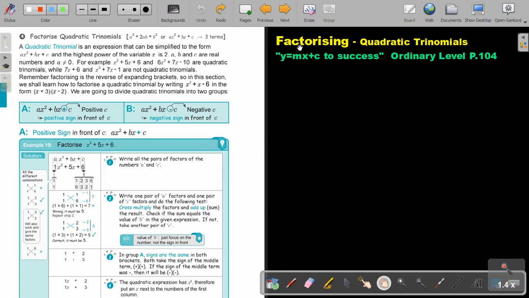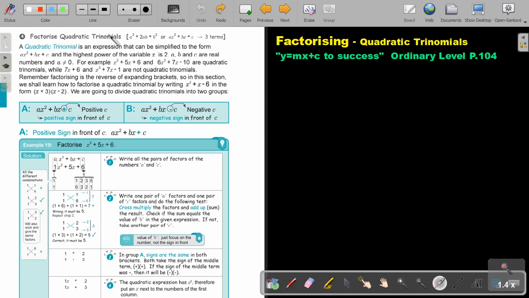In this video, we are going to focus on the last factorizing, and that is quadratic trinomials. We will break it up into two parts, part A and part B. So in this video, we're going to focus on part A. Okay, but let's first go through the basics.